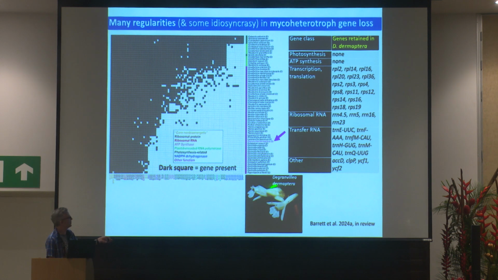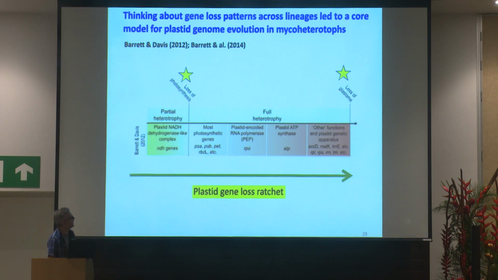This particular taxon here is a recently sequenced one, and you can see that it's missing most of its photosynthesis and ATP synthesis genes, and it's also missing some of the plastid apparatus for continuing to be a plastid. So more than 10 years ago, Craig and colleagues came up with this scheme for thinking about degradation of the plastid genome. This happens when you lose photosynthesis.